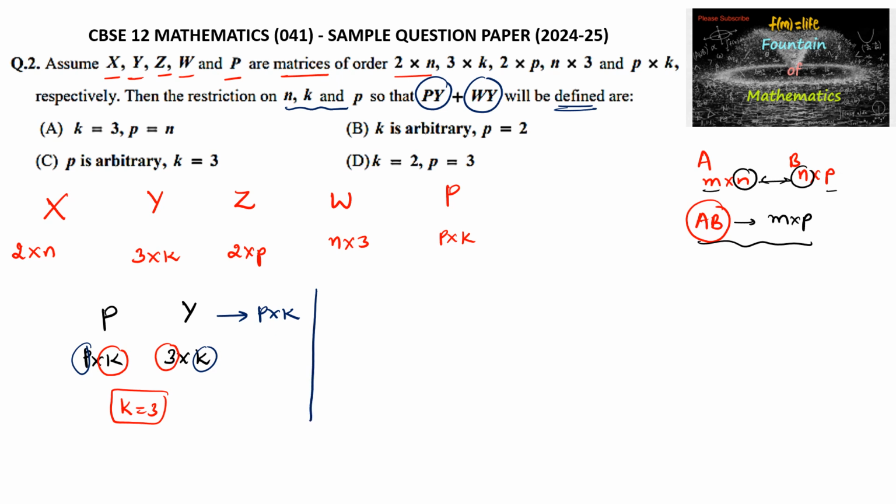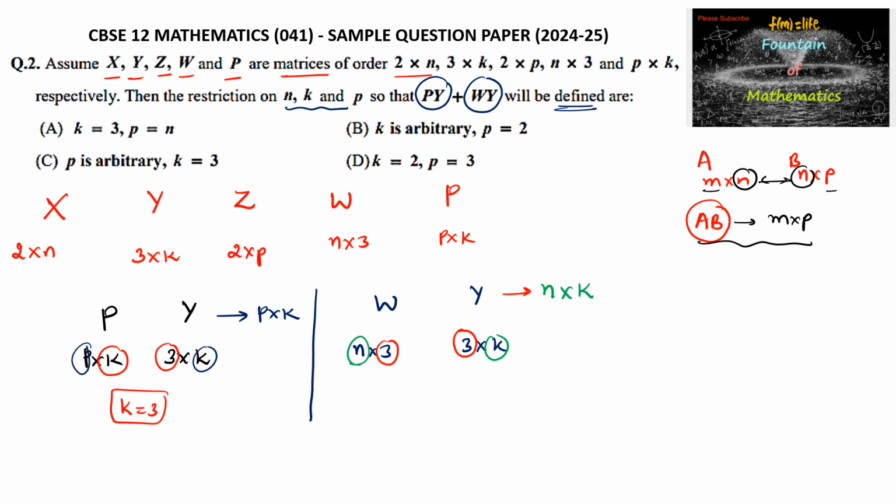Similarly, W is a matrix with order n by 3, and Y is a matrix with order 3 by k. Here we can see that the number of columns in the first matrix is equal to the number of rows in the second matrix, so the multiplication is possible, and the order of this WY matrix is n by k.